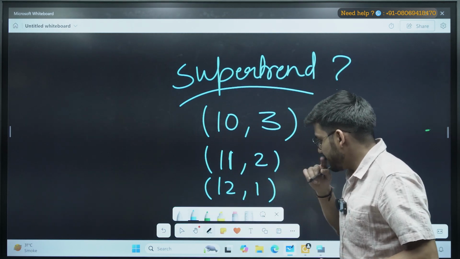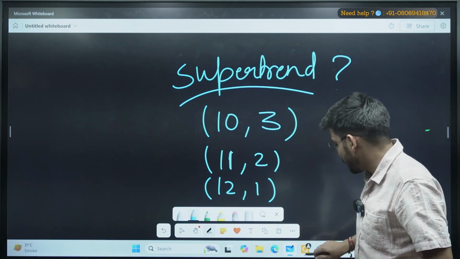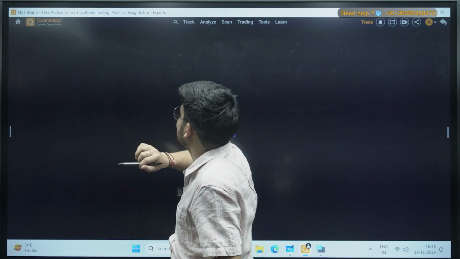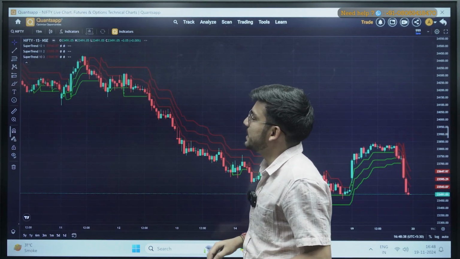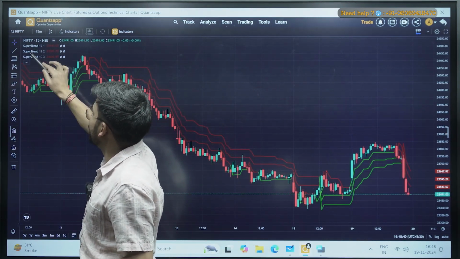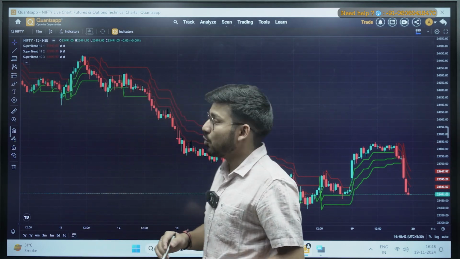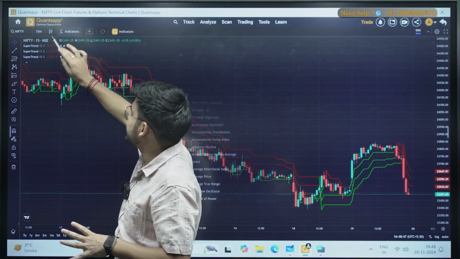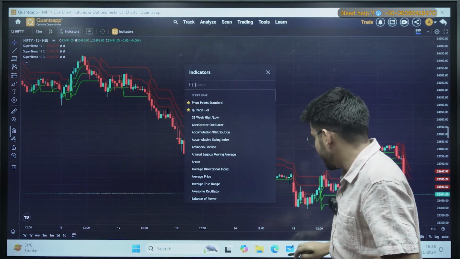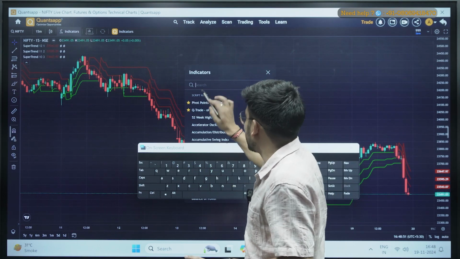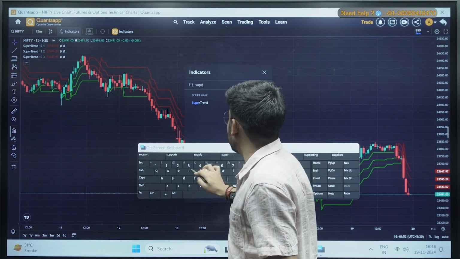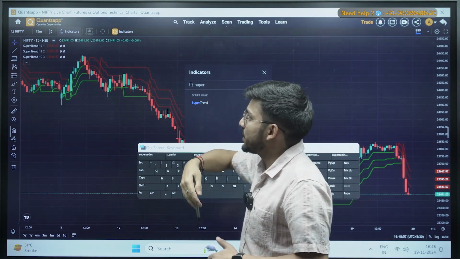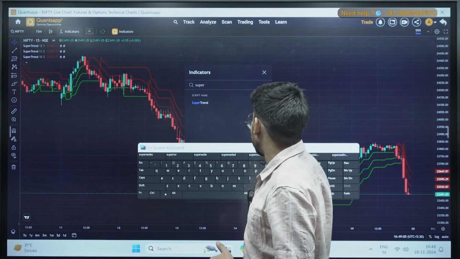Now let's see how we can use it in the Quantsapp application. I'm directly going to Charts, Trade and Order. You can see I have applied Supertrend 1, Supertrend 2 and Supertrend 3 here. Similarly you have to apply it. Go to the indicator section and just type Supertrend. When you apply it 3 times, 3 Supertrend indicators will be applied on your chart.